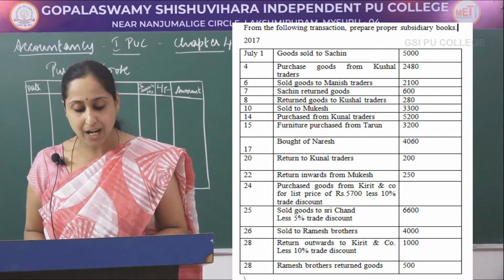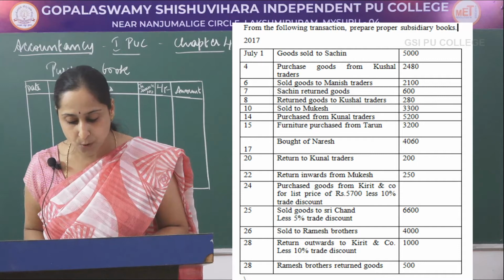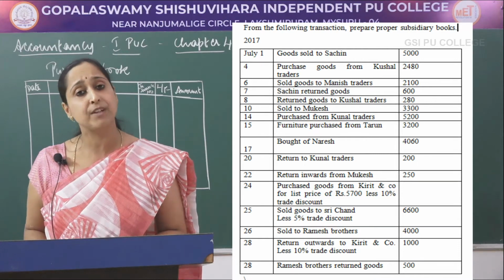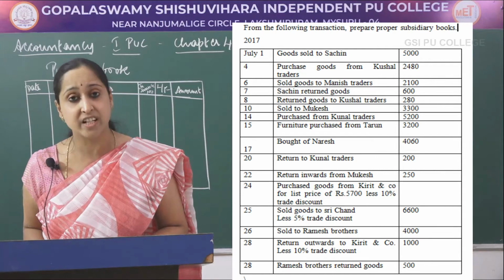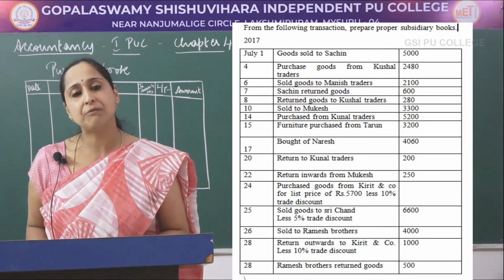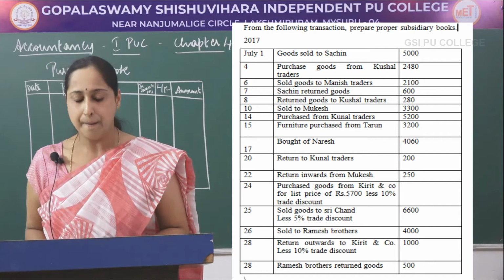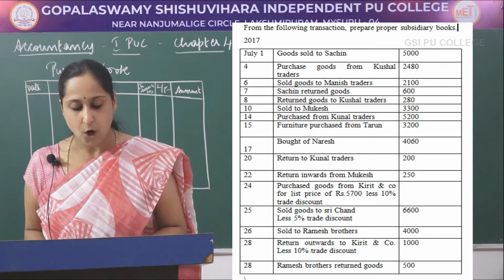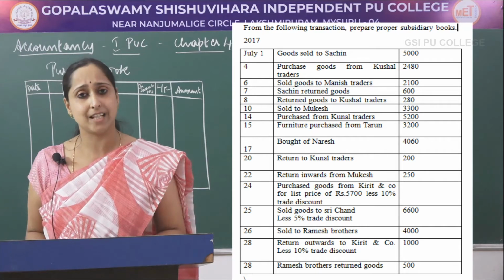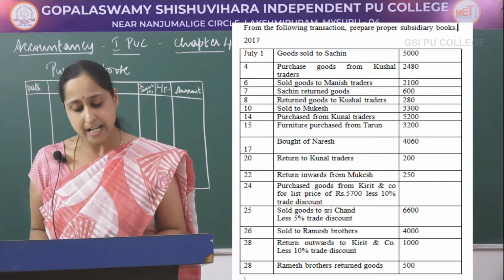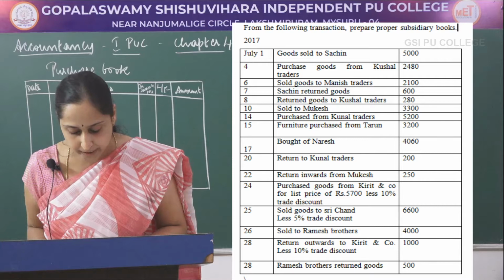On July 8th, return to Kushal Traders. On July 4th, we had purchased from Kushal Traders. Now we are returning, means this is purchase return worth rupees 280. You have to record this transaction in purchase return book. On July 10th, sold to Mukesh. This is sales. So this you have to record it in sales book worth rupees 3,300.